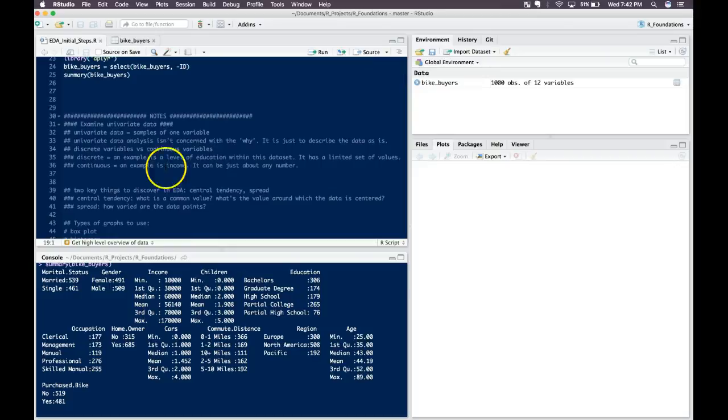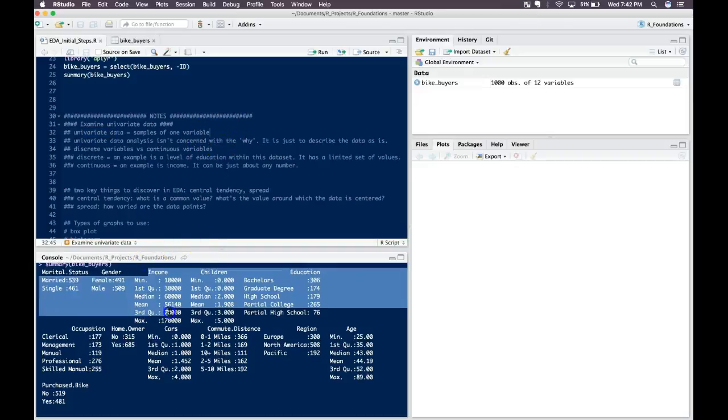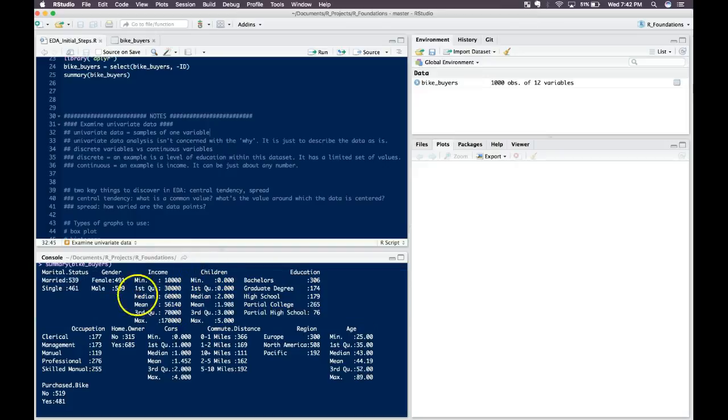And the first thing that you want to do is examine the univariate data. So univariate data is pretty simple, just like the name implies. It's samples of one variable. So uni meaning one, and then variate meaning variable, so one variable. That means we're going to analyze a column at a time if we're interested in the spread of income, for example, or education, whatever it might be. And so like we said, we're not concerned about why, we're just trying to describe the data here.